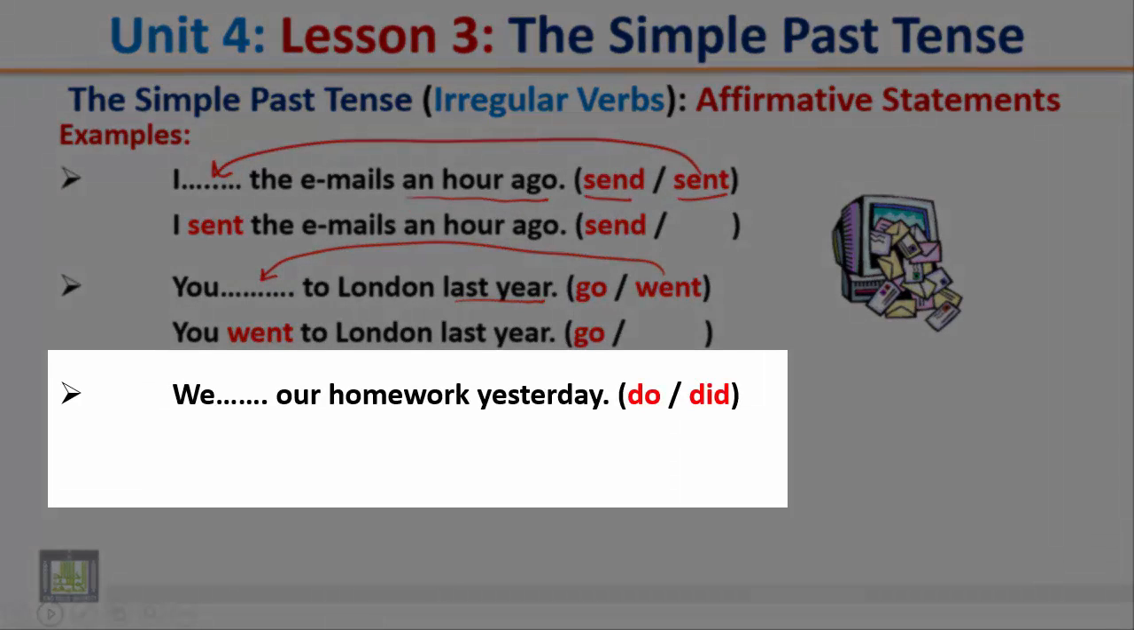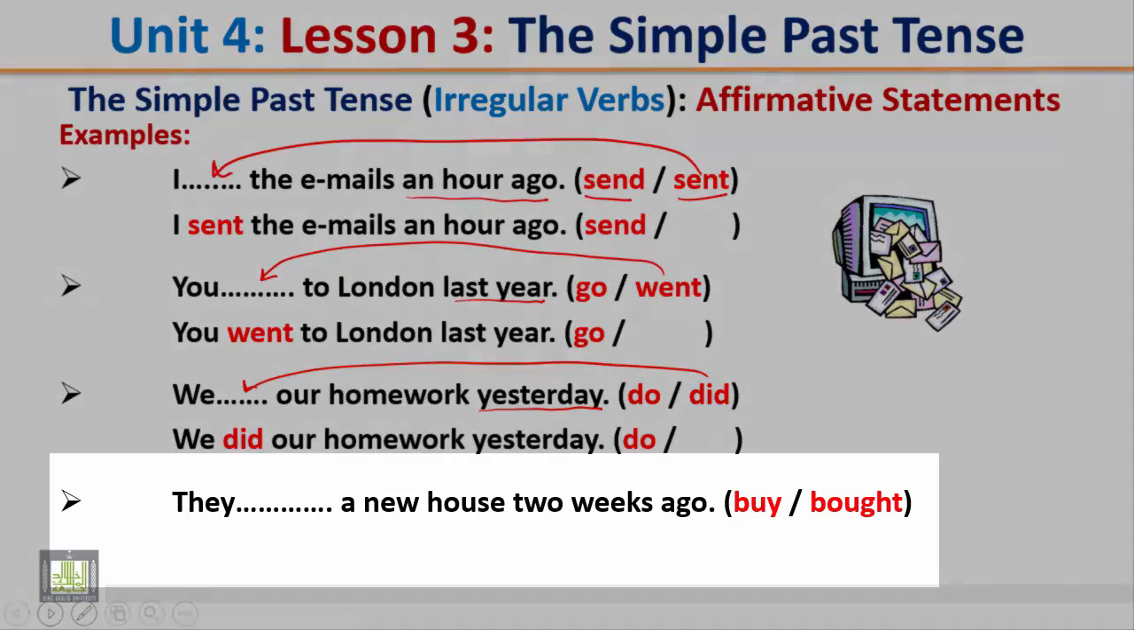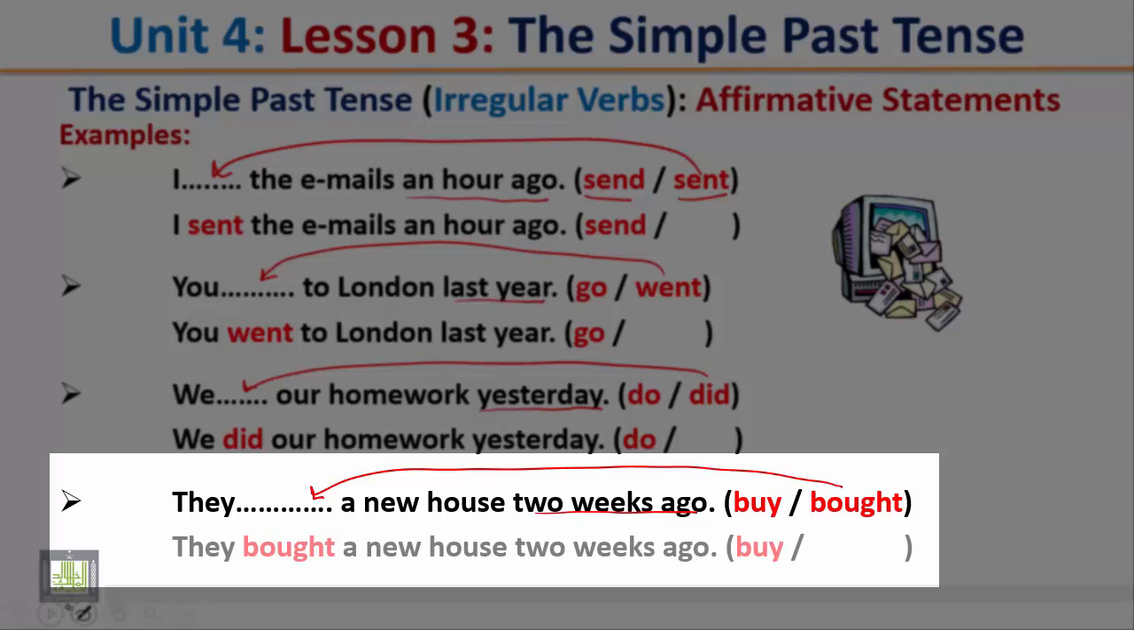Another example. We our homework yesterday. Which form is correct? Do or did? Did. Again, why? Because the word yesterday refers to the past. We did our homework yesterday. Another example. They a new house 2 weeks ago. Which form is correct? Buy or bought? Bought. Why? Because 2 weeks ago refers to the past. They bought a new house 2 weeks ago.